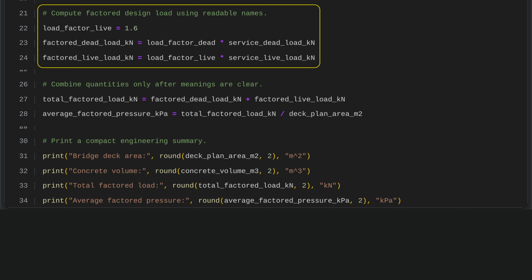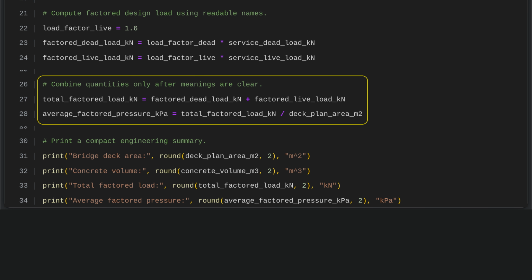Set the live load factor to 1.6 to account for uncertainty in live load estimates. Then, multiply the service dead load and service live load by their respective load factors to obtain the factored dead and live loads. These adjusted loads include safety margins for design.